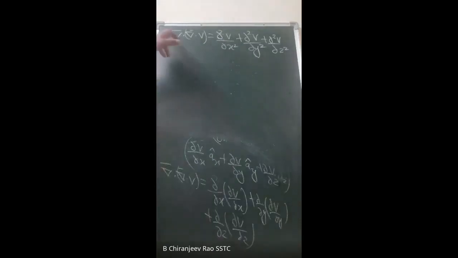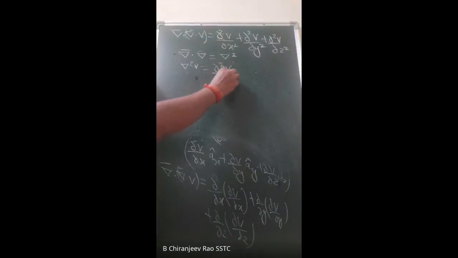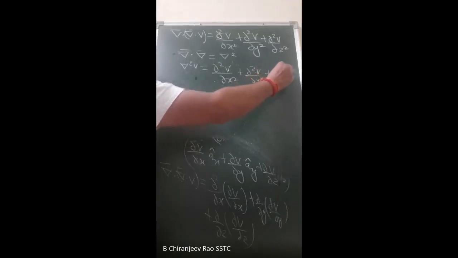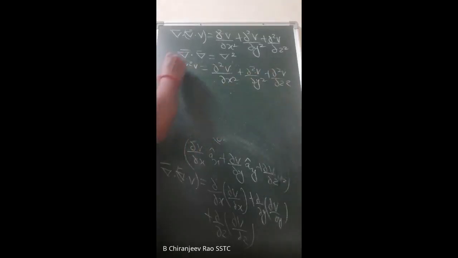And this del dot del can be abbreviated as del square. Okay, we can write del dot del is equal to del square. So del square V is equal to this much. This is the new formula: del square V is equal to del square V by del x square plus del square V by del y square. So this is del square.